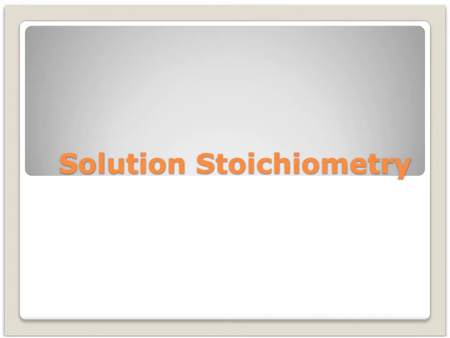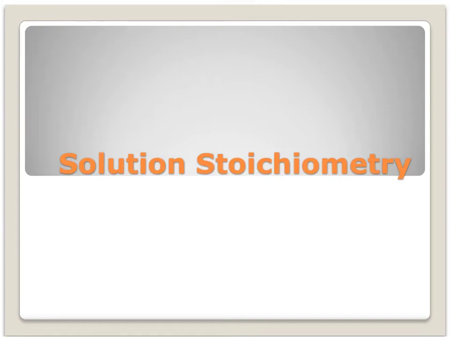Alright, it's time for the last section of solutions, and that is going to be solution stoichiometry. So this is the same general procedure. We're using conversion factors to change from one unit to the other. We use a balanced chemical reaction to go from the amount of one thing to the amount of a different thing, a product versus a reactant.